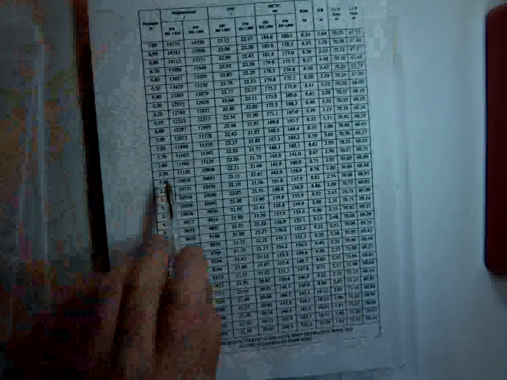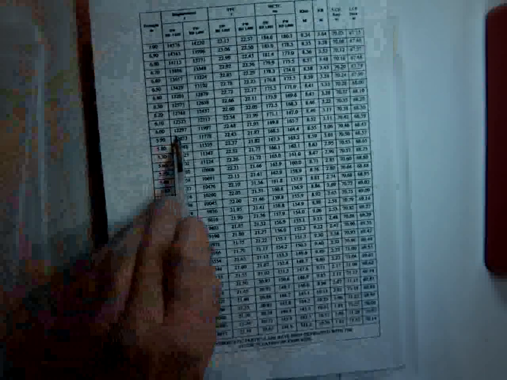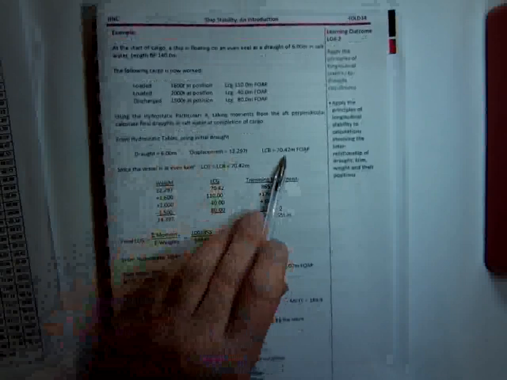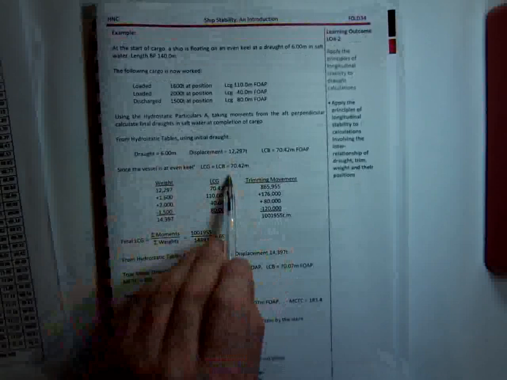Now, in this problem, of course, we need our initial LCG of the vessel, because it doesn't tell us that, but it does tell us our draft is 6 metres in salt water. So if we go into the tables at 6 metres, we can get our initial displacement, and we use the LCB as our LCG, because at an even keel draft, LCB and LCG are exactly the same values. So we went in at 6 metres and picked out displacement and LCB, and that is what we use as the LCG because the vessel is at an even keel.